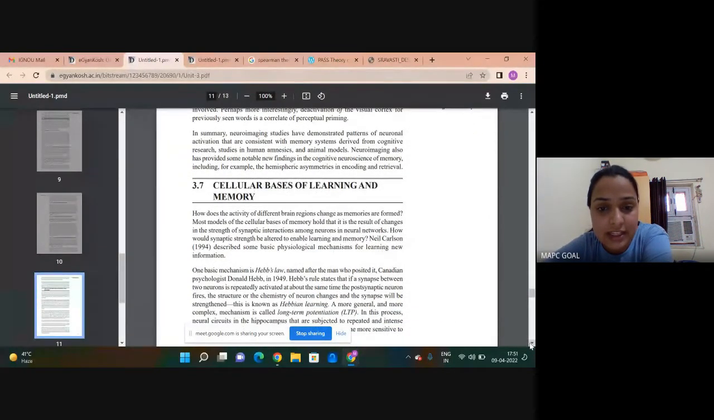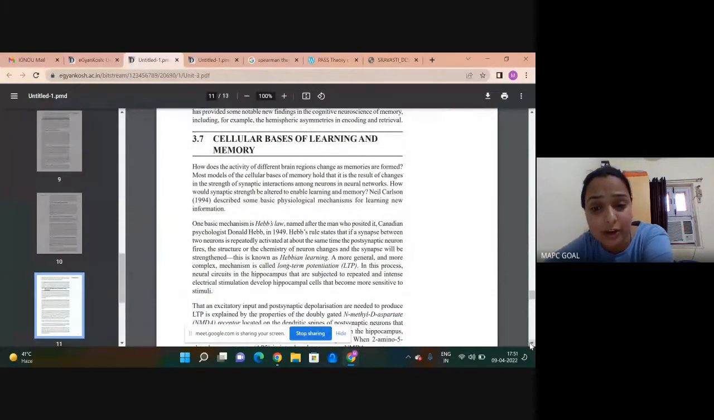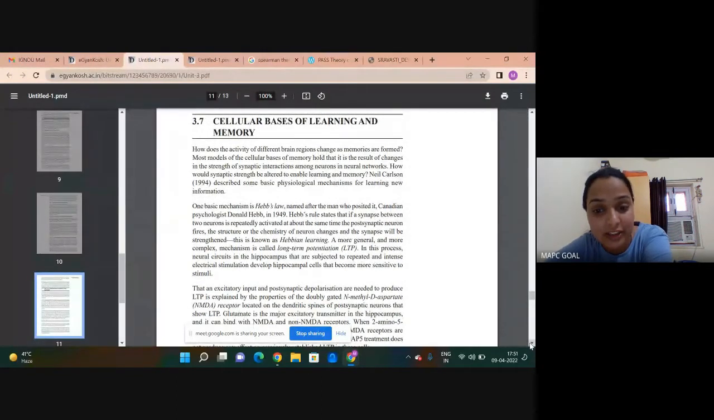Then we have another topic, known as the cellular basis of learning and memory: which neurons or which brain regions are responsible. People have tried to study this too. So Neil Carlson, 1994, and Donald Hebb, 1949. They all tried to understand where we store our long-term memory, where we learn, where we memorize. There is a connection between learning and memory. If we think this memory is going to help us in future, we will store it. So that is why we have the Hebbian law, long-term potentiation.